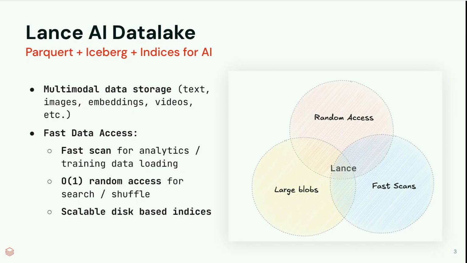It supports large blobs, supports multimodal data, allows you to do fast scans basically comparable to what Parquet can do, and solves O(1) random access, which Parquet falls short in dealing with. And outside of this, we also want to support all kinds of indices to speed up our fast data access.